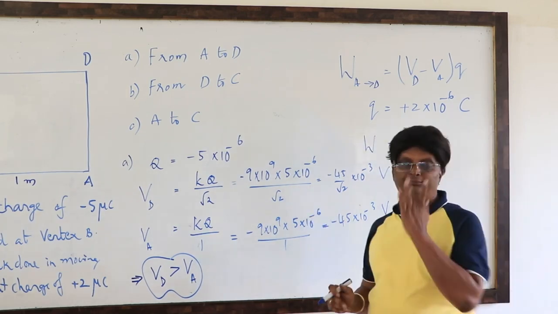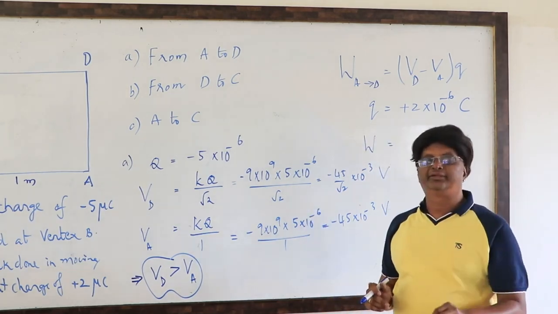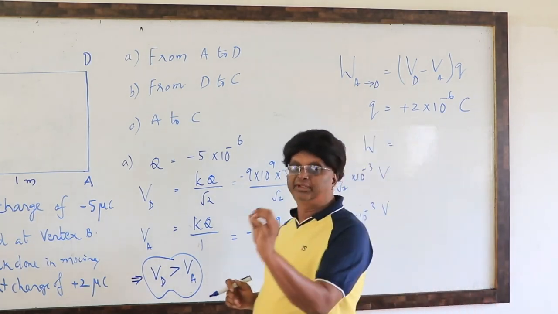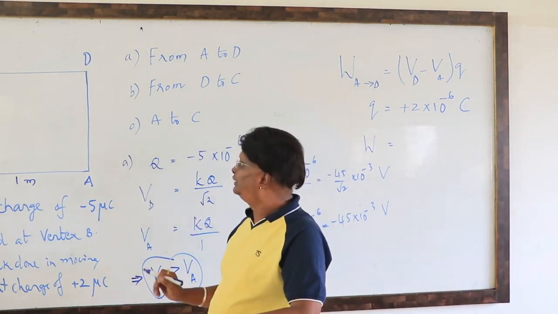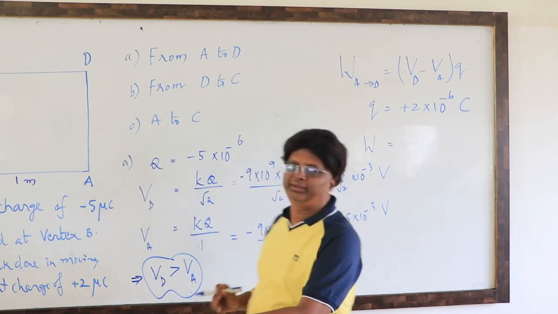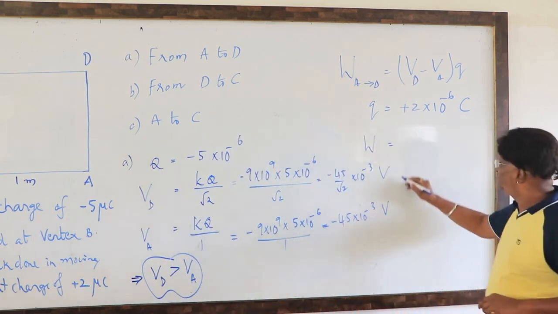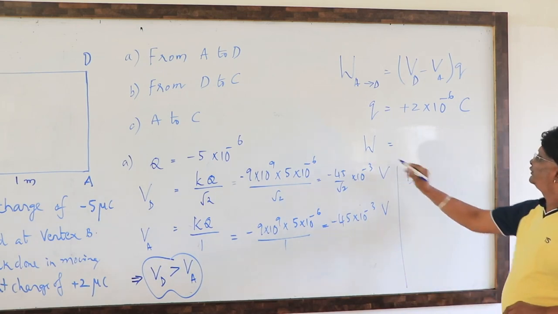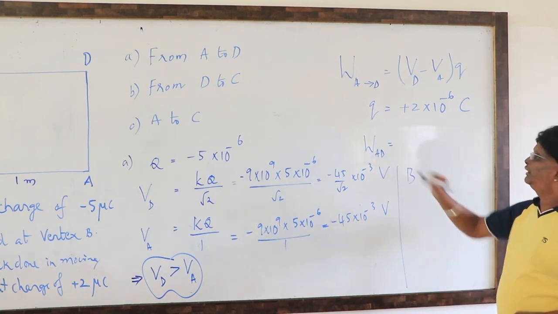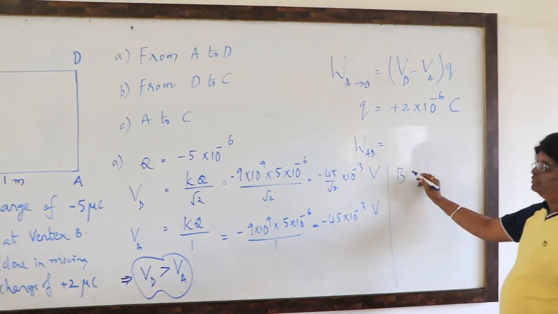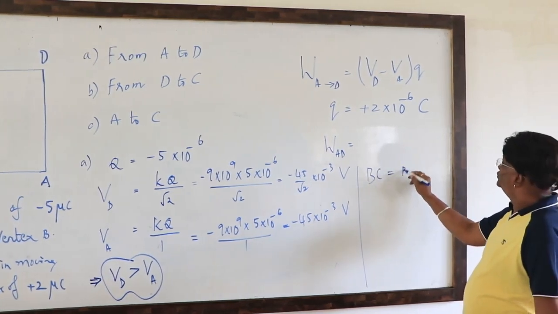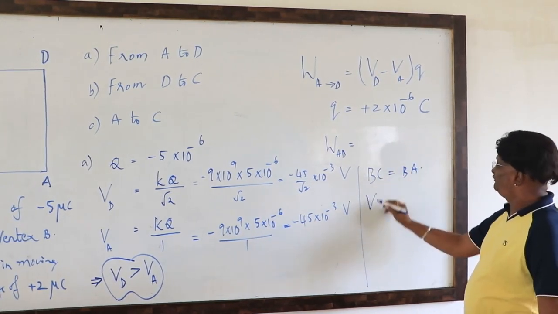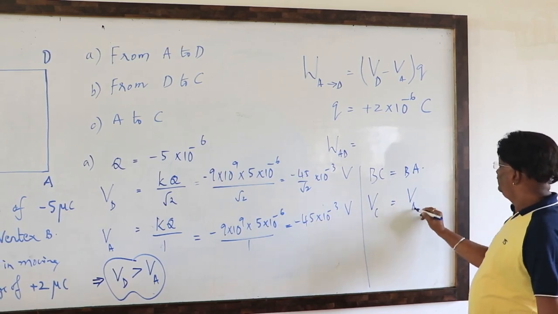Remember, this is a square. Now your analysis is important, and your common sense thinking is important. It is a square. Therefore, BA is equal to BC. Is it not? Suppose if I am writing it WAD, right? Now, BC is equal to BA, therefore V at C is equal to V at A.